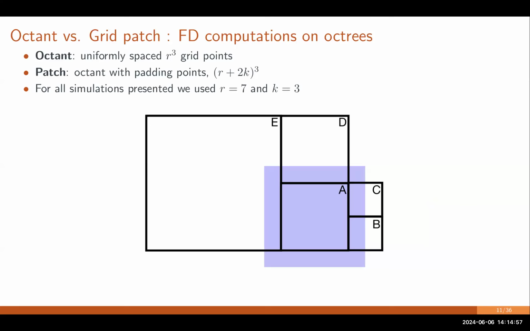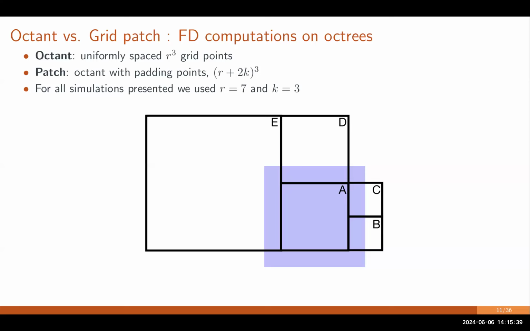So before I get started on the GPU acceleration, I think it's important to identify some notation. What we call an octant is basically a cell, or the leaf node in our octree. Each octant is placed with uniformly spaced r cubed grid points, and a patch is basically an octant with the padding region, which is needed to evaluate these finite difference stencils.